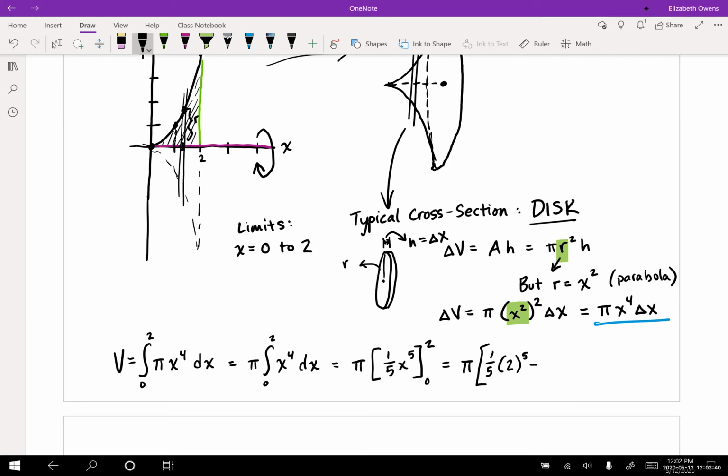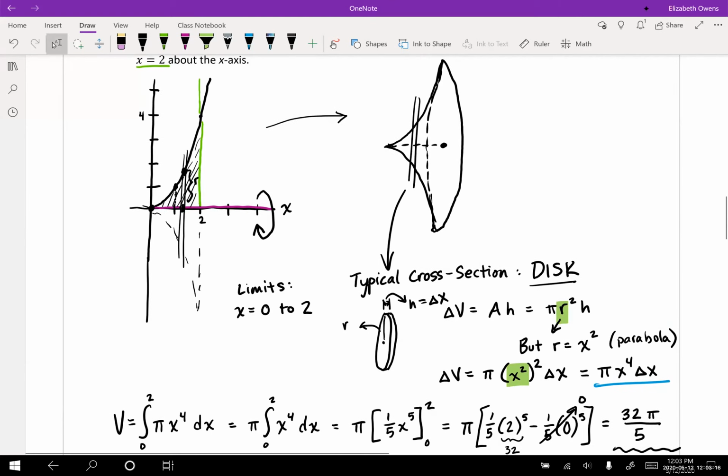We're plugging in first the upper limit and then the lower limit of integration. The lower limit is 0, which is really nice. That part just drops out. And then 2 to the fifth is 32. So if we do our calculation, the total volume of this shape is going to be 32 pi over 5 cubic units. So 32 pi over 5 for the volume of that horn shape.